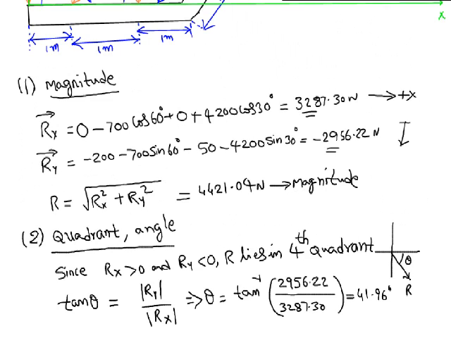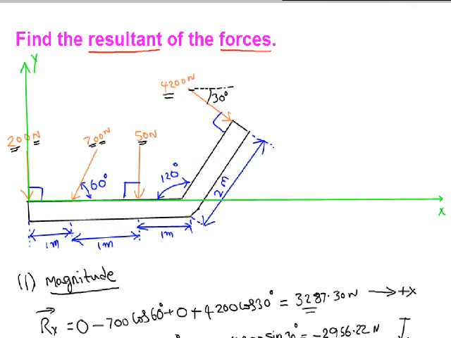Okay, so we found that it's making an angle of 41.96 degrees. So having obtained these two pieces of information, we can draw this resultant to be going somewhat like this, going down somewhat like this, making an angle theta as shown here.